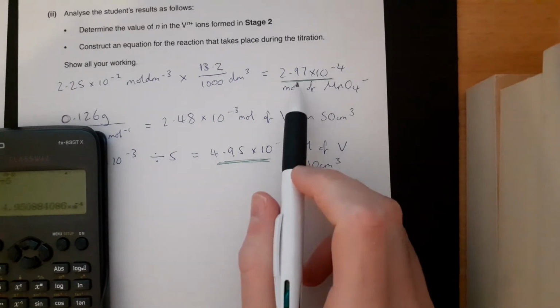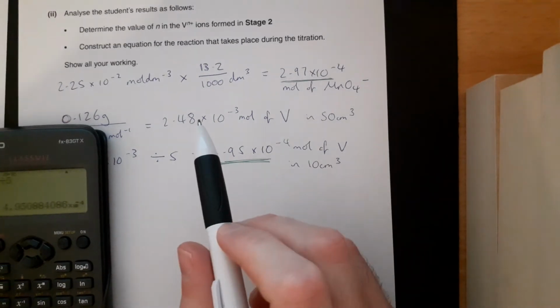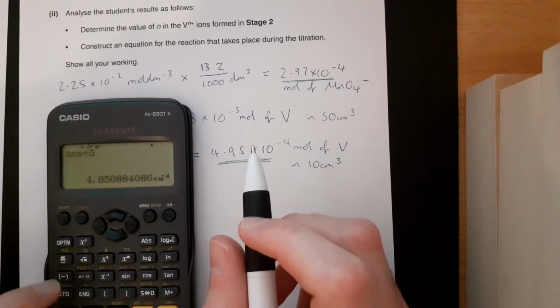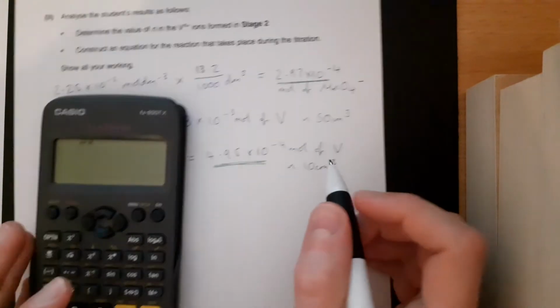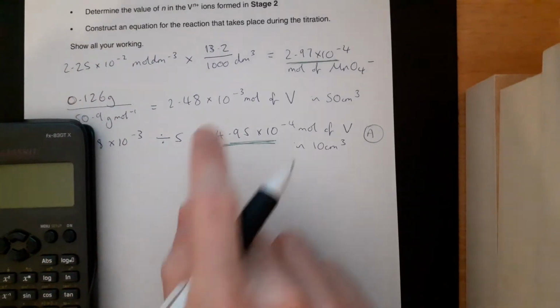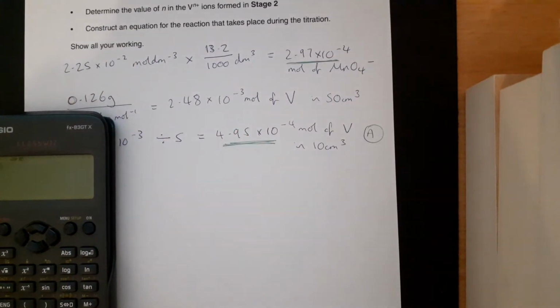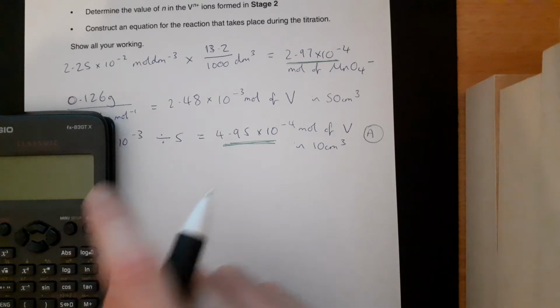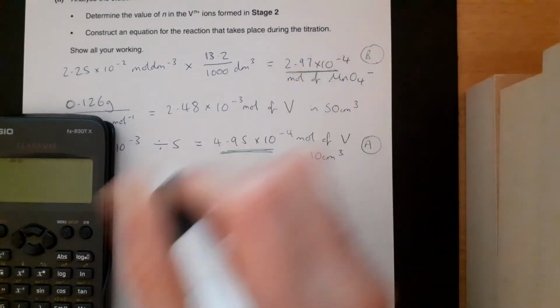I just want to check that that was a proper number, so I'm going to save this on the calculator. This is now in A, and let's just go back and recalculate that. 13.2 divided by 1,000 times 2.25 times 10 to the minus 2. Oh, okay, that was right. Let's put that in B. That's now B.